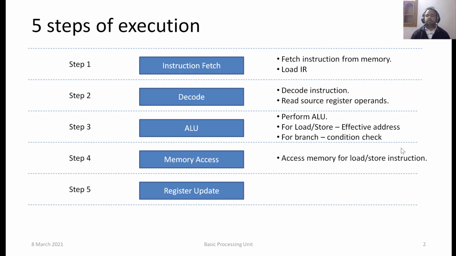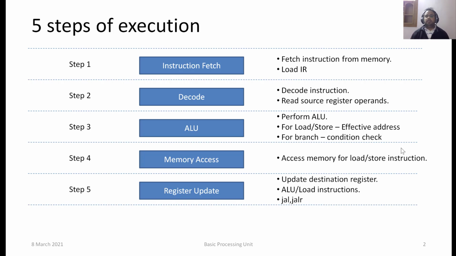In the fourth step, the memory access would happen for the load and store instructions. What it means is the effective address that we calculated in step 3 would be sent to the memory, and along with that, if it is a store instruction, we also send the data, right, and the memory would send the data back in case of a load instruction.